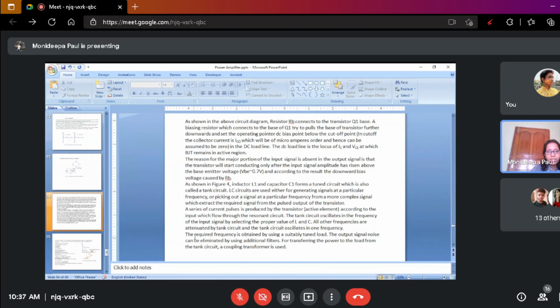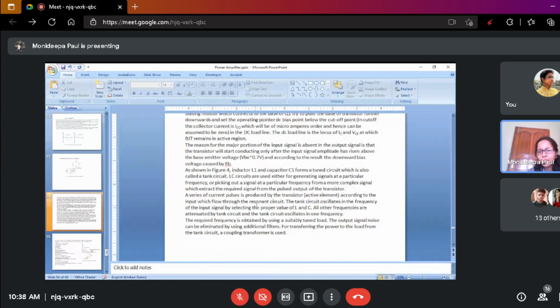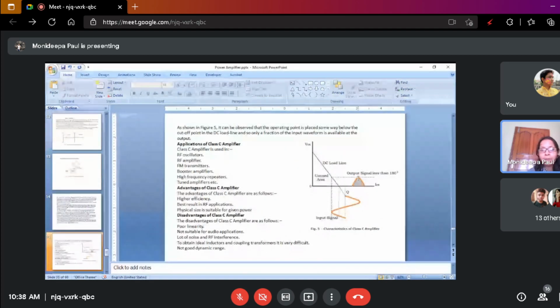The output signal noise can be eliminated by using additional filters. Okay, these are the functions of a class C power amplifier. Here you see this is the input signal. The output signal is less than 1/2 of the cycle. Applications of class C amplifiers: radio frequency oscillators, radio frequency amplifiers, FM transmitters, booster amplifiers, high frequency repeaters, tuned amplifiers. In these cases, class C amplifiers are required.